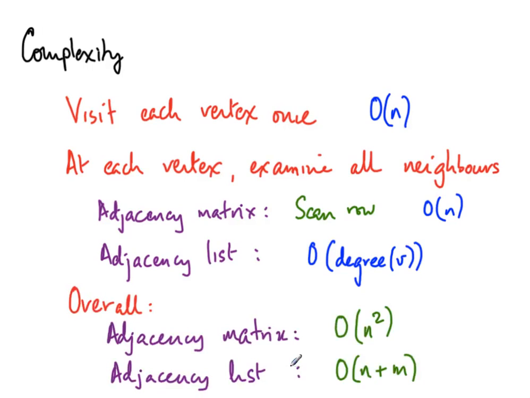So overall, with an adjacency matrix representation, we have to do for each vertex, that is n times, we have to scan the row n times. So we have n squared as the overall complexity. On the adjacency list side, we have to scan each vertex once, so that's order n work.